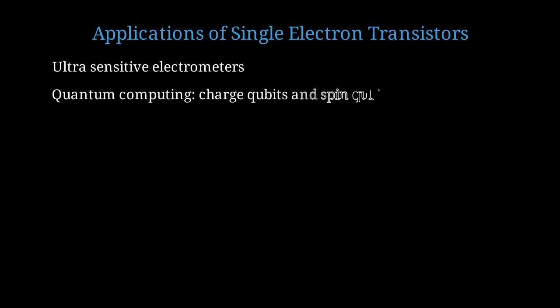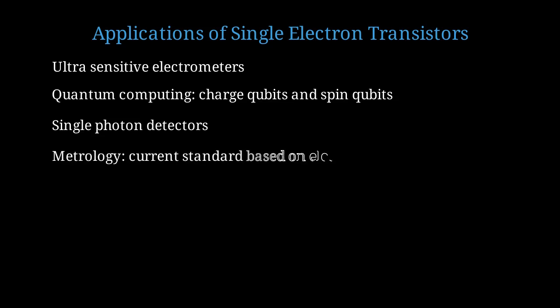In quantum computing, SETs can serve as charge qubits, where information is stored in the electron number. They can also be used to read out spin qubits in quantum dots. SETs can function as single photon detectors. When a photon is absorbed, it creates electron-hole pairs that change the charge state of the dot.